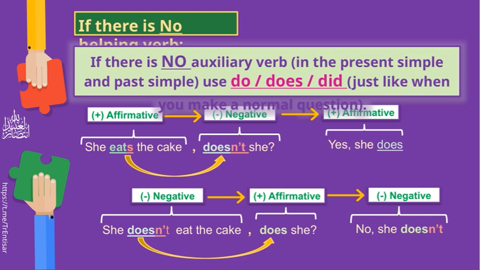Remember, in the negative, we use doesn't for she, he, or it. In the affirmative, we use does. And in the past simple, we use did for all subjects.